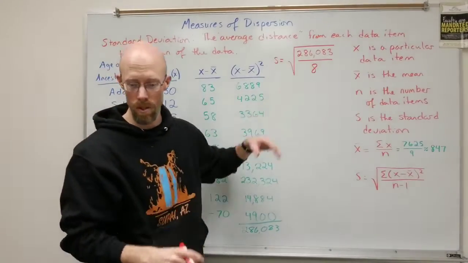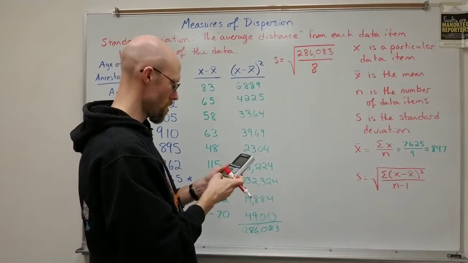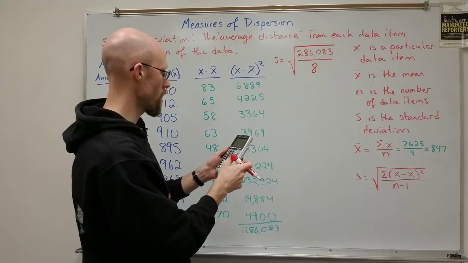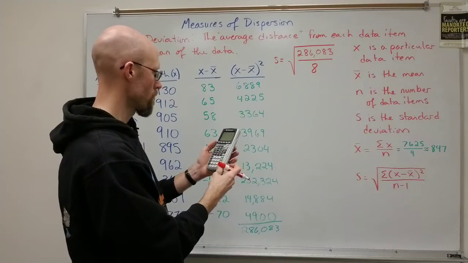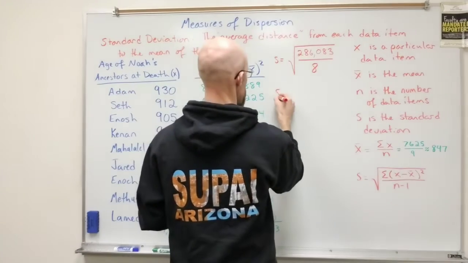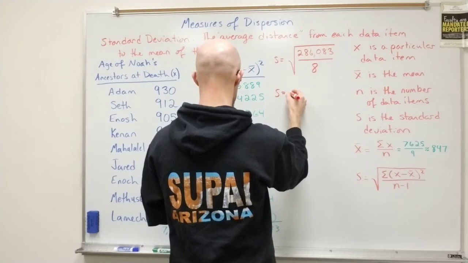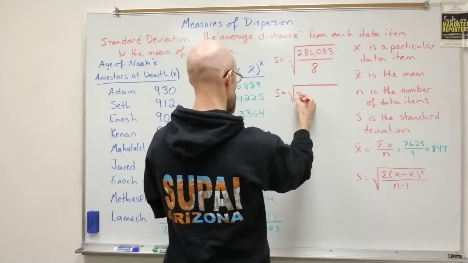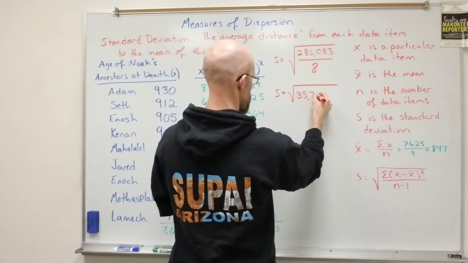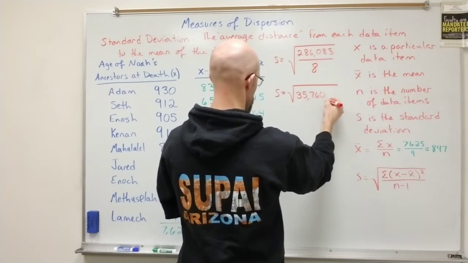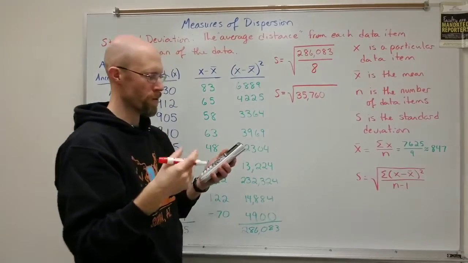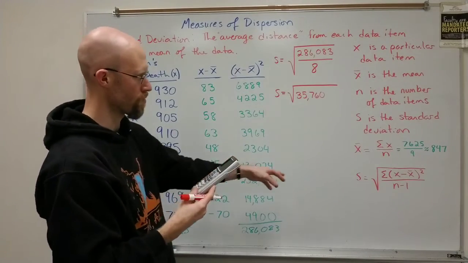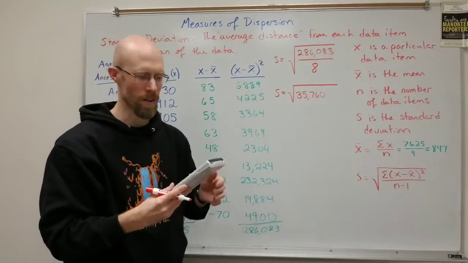Now we got to do that calculation. So it is 286,083 divided by 8. Okay, so S then is the square root of, that's going to be 35,760. I'll just leave it at that. It's 0.375, so it's another 3/8. But I'm rounding a lot. I'm doing some major rounding on some of this stuff, so that's going to be good enough.